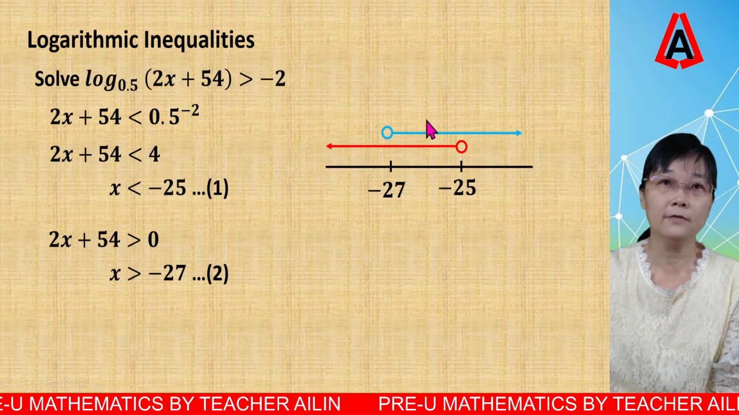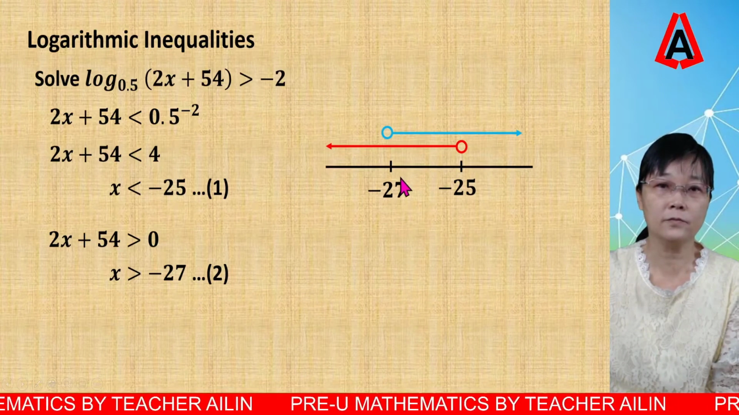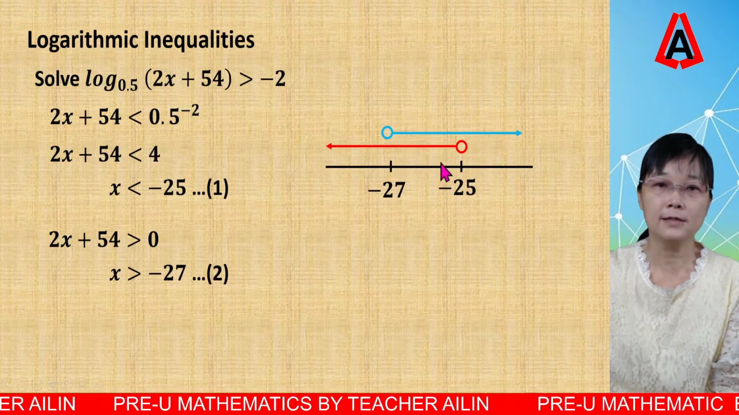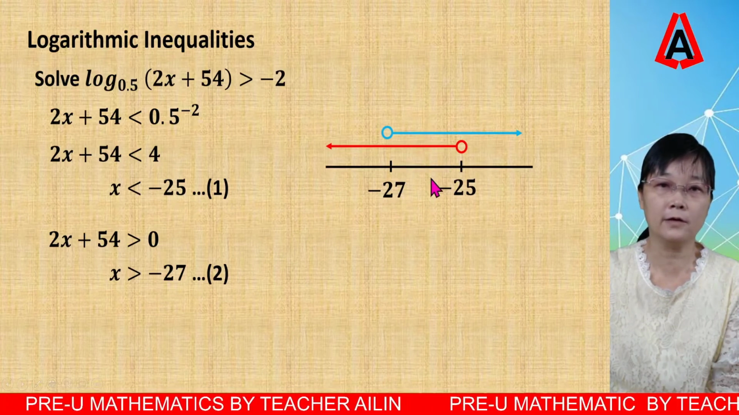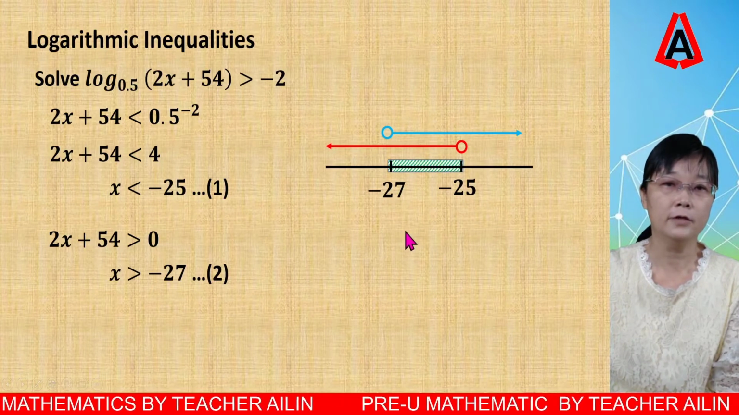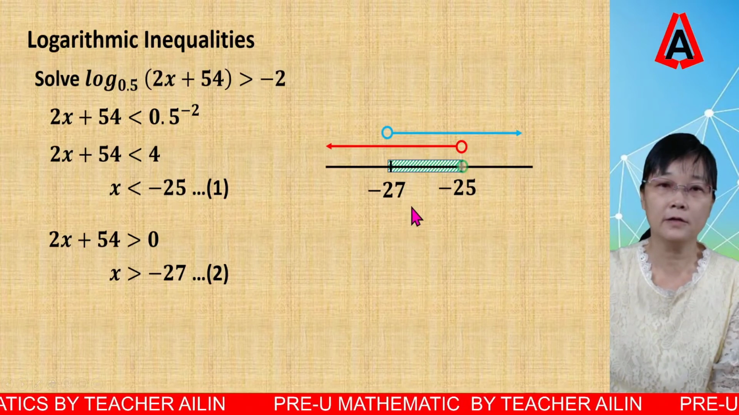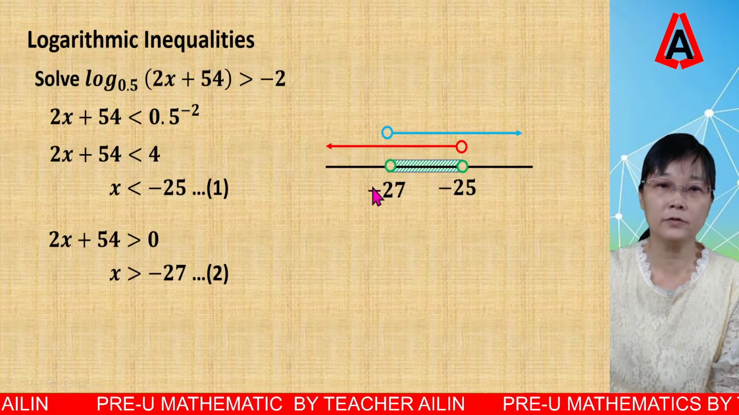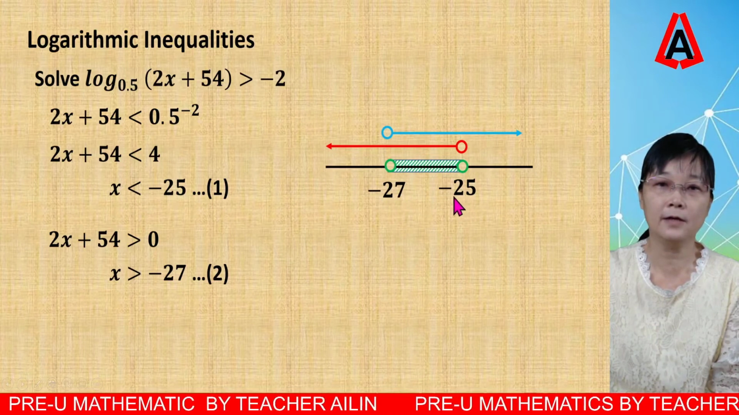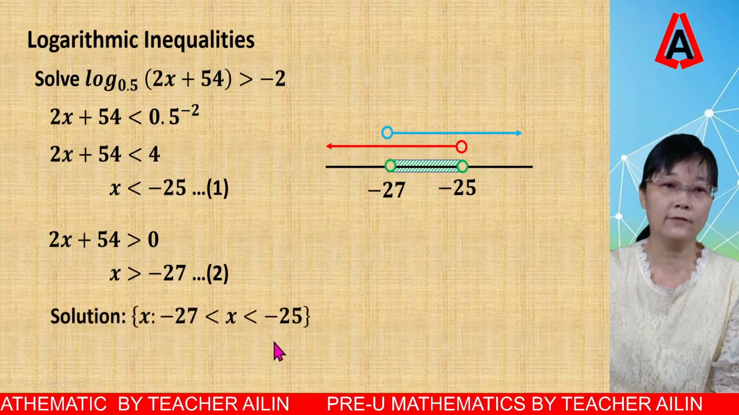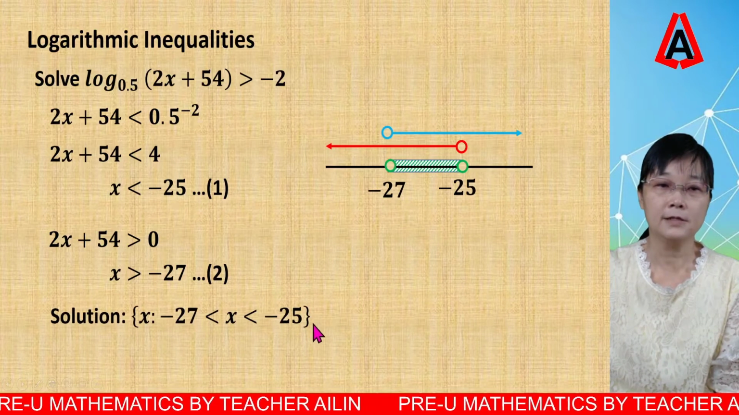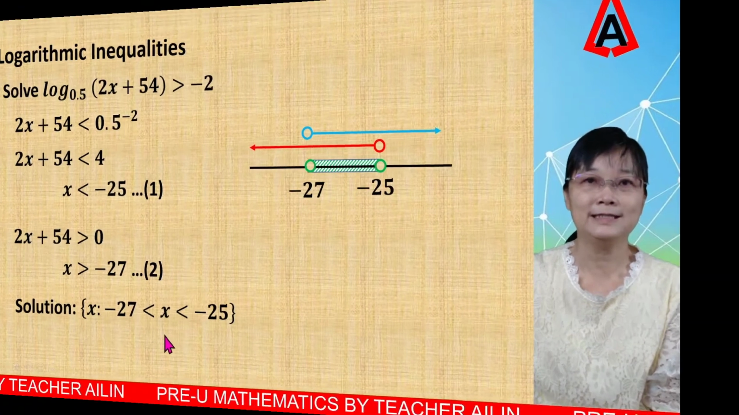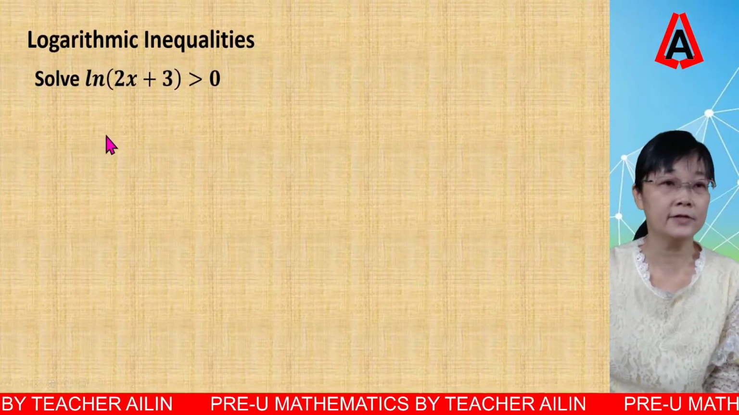So the final range of values of x should be the values of x where there is an intersection between these two arrows. So therefore, the final solution should be the values of x in between negative 27 up to negative 25. Therefore, this is the final solution for this inequality. Now let's try this question.